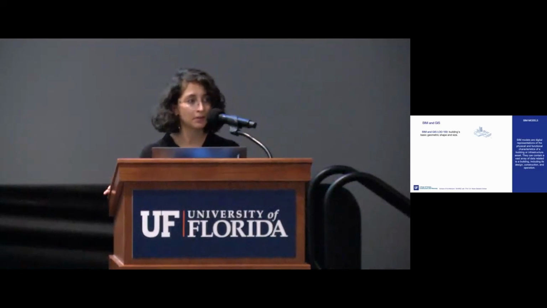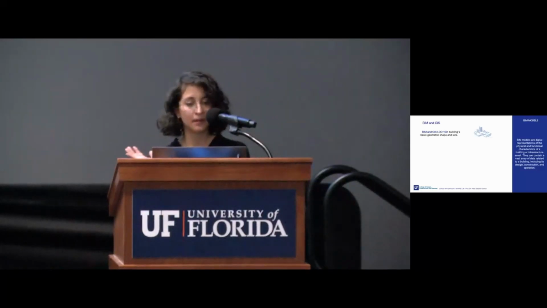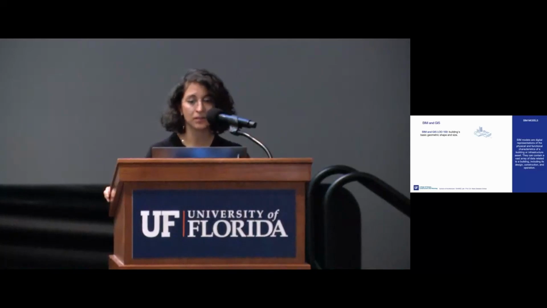But first, in order to talk about digital twins, I would like to talk about conventional tools that are used as virtual representations, which are building information models, or BIM, and geographic information systems, or GIS. So BIM models are digital representations of the physical and functional characteristics of the building or infrastructures. And GIS models represent geographic data of the characteristics of the environment. And these models can contain a vast array of data related to the environment or the building, including existing features, infrastructure, or design, construction, and operation management data.